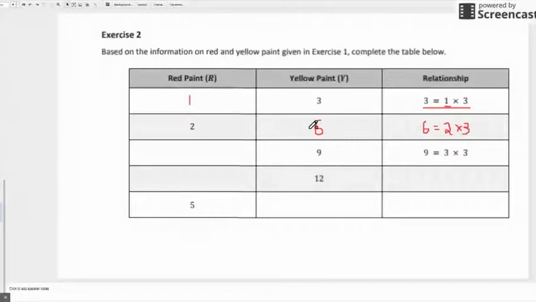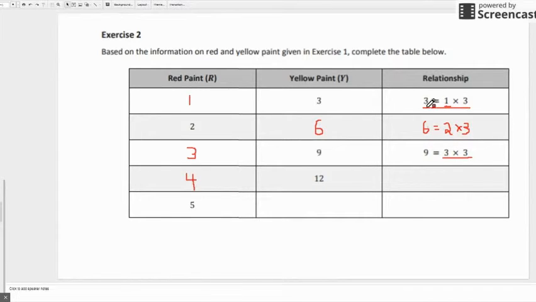Continue to go. If yellow increases by 3, that means red has to increase by 1. Remember, a 3-to-1 ratio. And if we look over here, 3 times 3 gives us the 9. So there we go. So once again, the yellow goes up by 3. That means the red goes up by 1. That would give me 4.